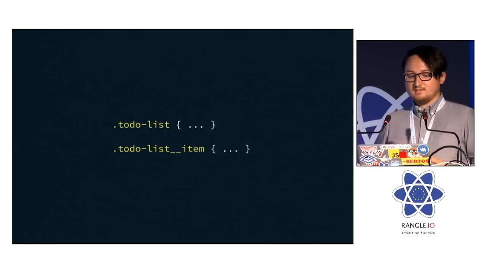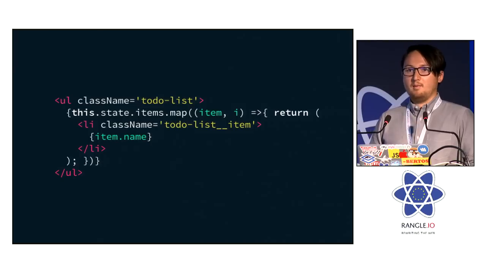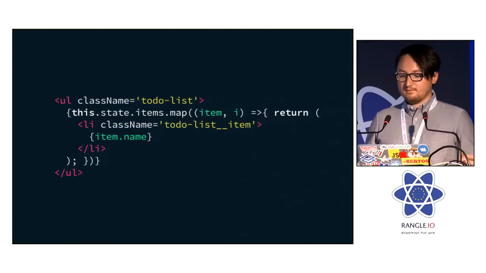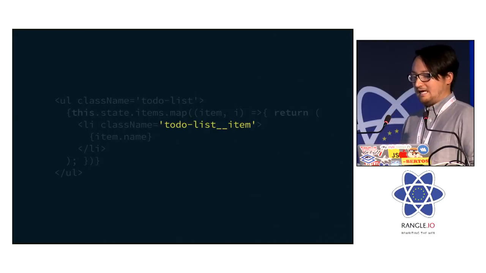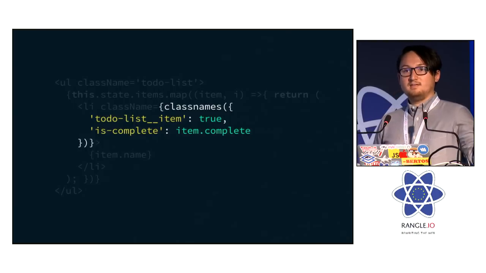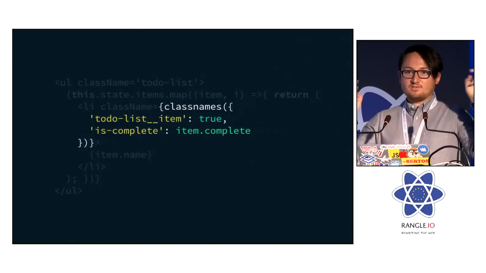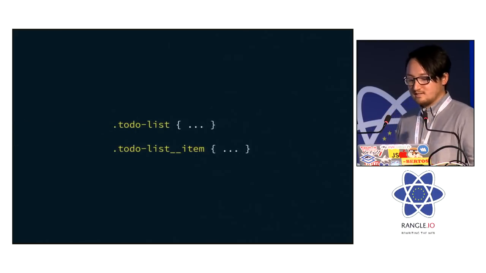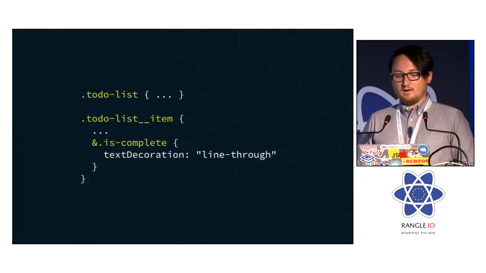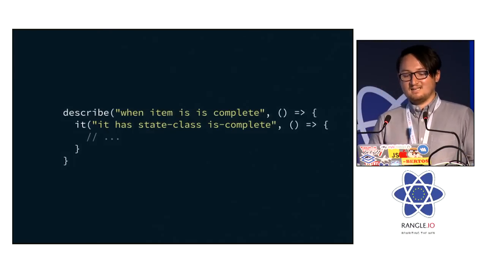Okay, so we have two classes. We have a to-do list and a to-do list item. Our render function looks something like this. We're going to map over all of the items and spit them out. And so we have this class. We'll use class names to say, okay, when the item is complete, we're going to add this additional class to the DOM called isComplete, and then that'll style our CSS. So in our CSS, we have to add this class and put our styles there, right? If we were to test around this, it would look something like this. When item is complete, it has state class isComplete. Like, that just sounds dumb, right? A state class? Anyway.